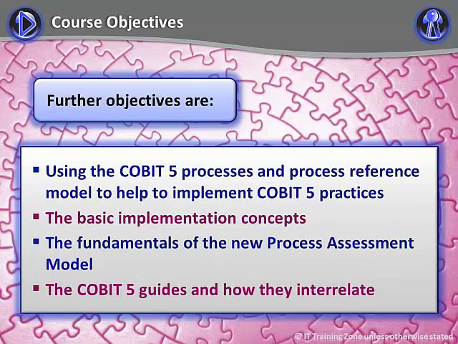The other learning outcomes are using the COBIT 5 processes and process reference model to help to implement COBIT 5 practices. We'll be covering these in detail later. For the moment, let's just say that these practices include 5 key principles and 7 underpinning enablers. The basic implementation concepts. The fundamentals of the new process assessment model. COBIT 5 introduces a new approach to process assessment that begins by asking, does the process work? And the COBIT 5 guides and how they interrelate.